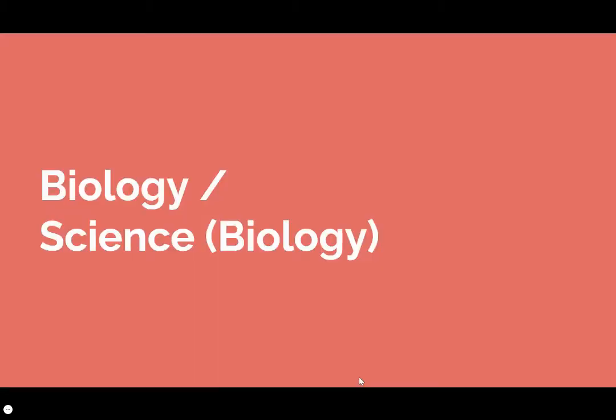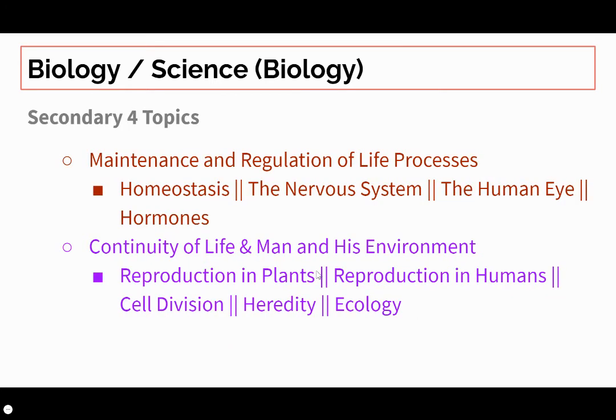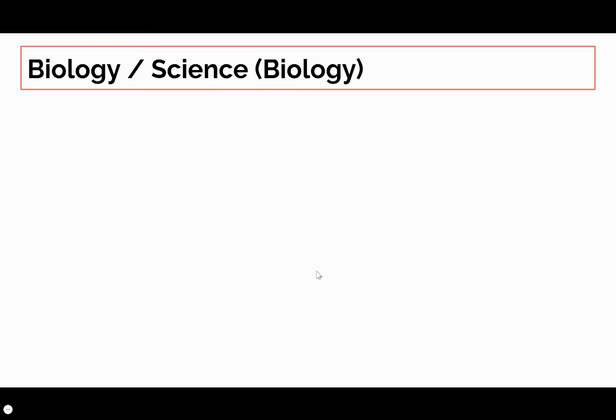So now I move on to biology or science biology. These are the Sec 3 topics. In principles of biology, you have cell structure and organization, molecular genetics, movement of substances and enzymes. In maintenance and regulation of life processes, we have nutrients, nutrition in humans, transport in humans, nutrition in plants, transport in plants, respiration, and excretion. In maintenance and regulation of life processes, we have homeostasis, the nervous system, the human eye, hormones, continuity of life and man and his environment. We have reproduction in plants, reproduction in humans, cell division, heredity, and ecology.